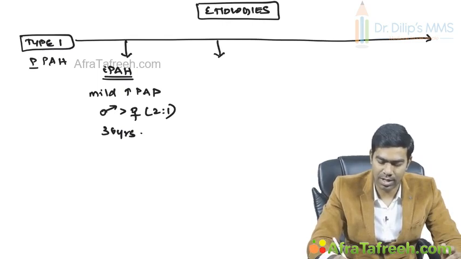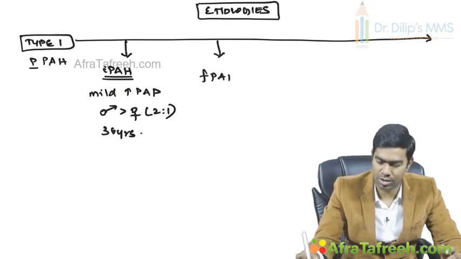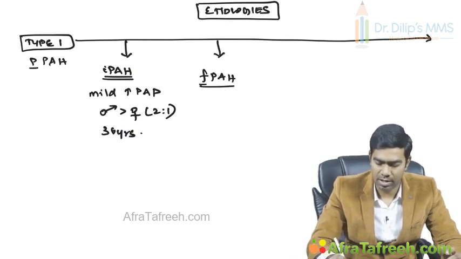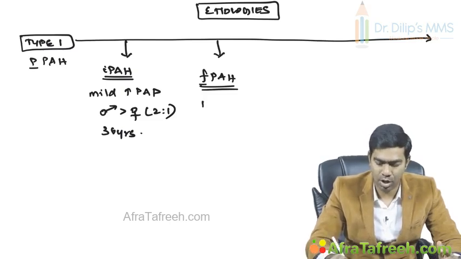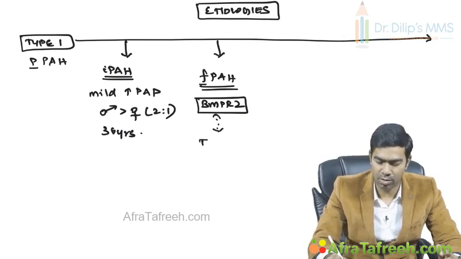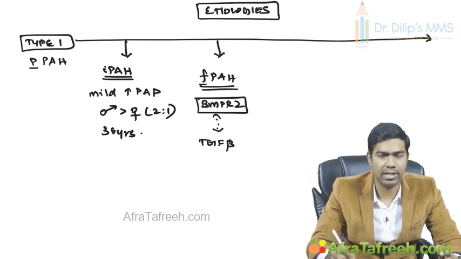Then the second one, you have another type of pulmonary artery hypertension called familial pulmonary artery hypertension, FPAH, where typically it is due to a genetic mutation called BMPR2, that is bone morphogenetic protein receptor 2 mutation. Because this bone morphogenetic protein receptor 2 is linked to the TGF-beta signaling pathway.